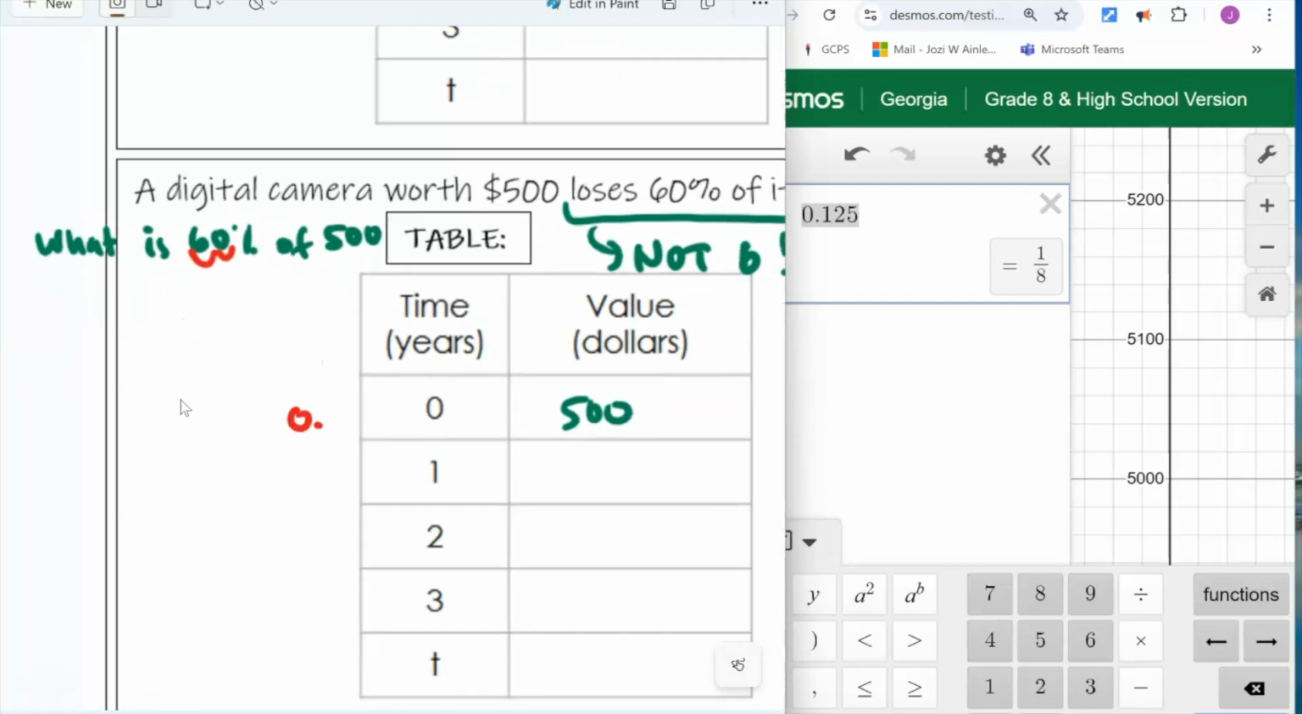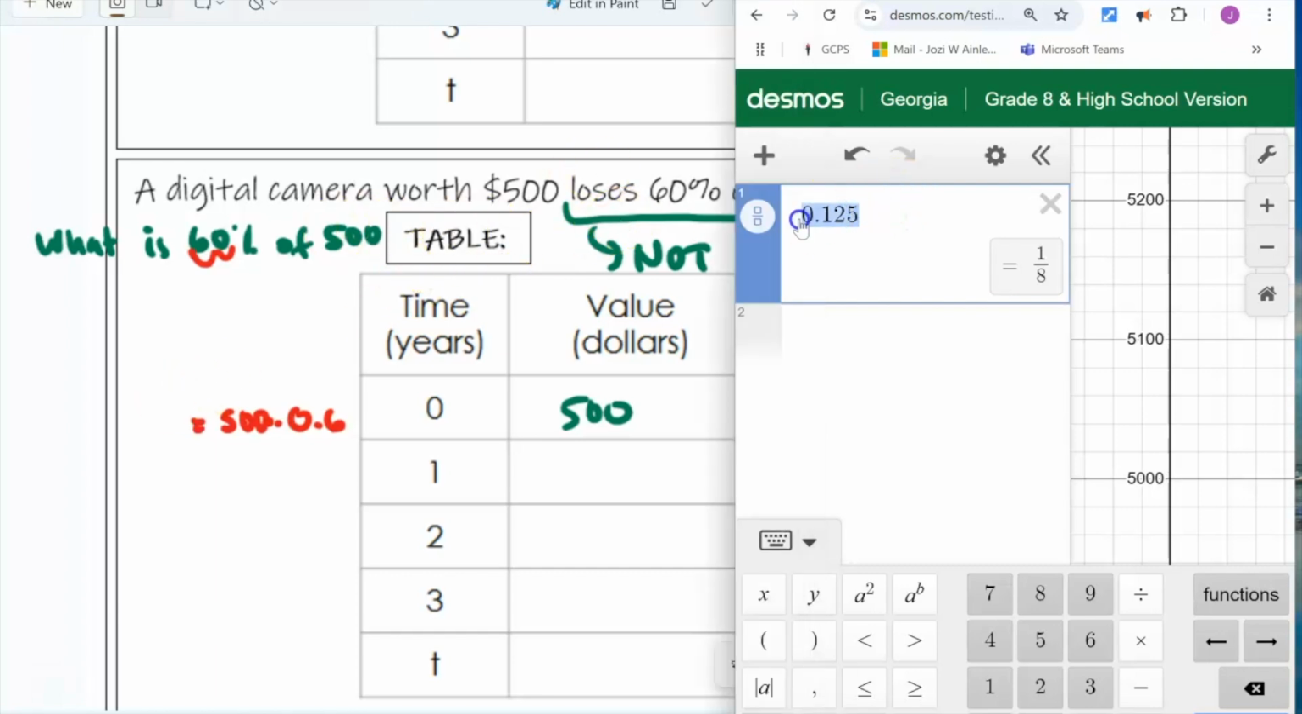So I'm going to write the 0.6 right here. So 60% is like saying 0.6. Now I need to know what is 60% of 500. So I need to multiply that by the 500 to find what that percent is. I mean, what that change or what that value is. So I have 500 times 60% or 0.6.